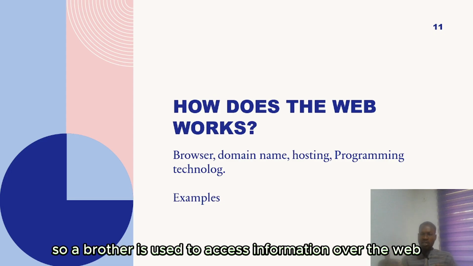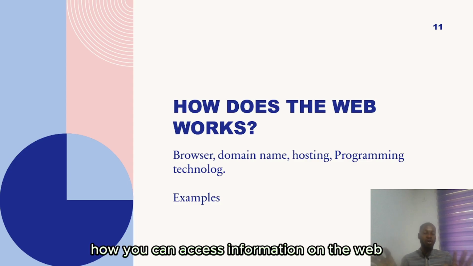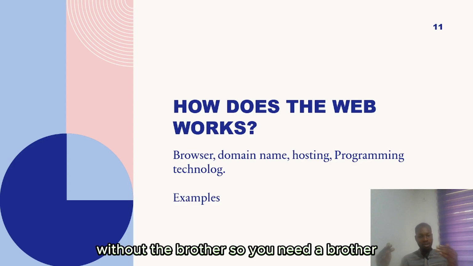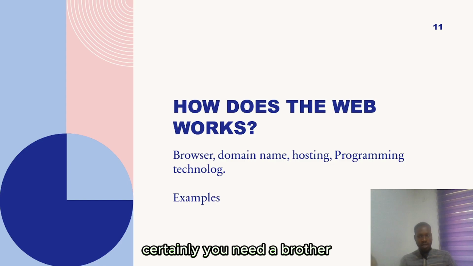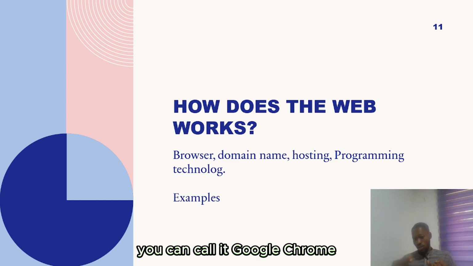So a browser is used to access information over the web. I'm sorry to say there's no way you can access information on the web without a browser. So you need a browser, certainly. A good example of a browser is Chrome. You can call it Google Chrome because it's owned by Google.